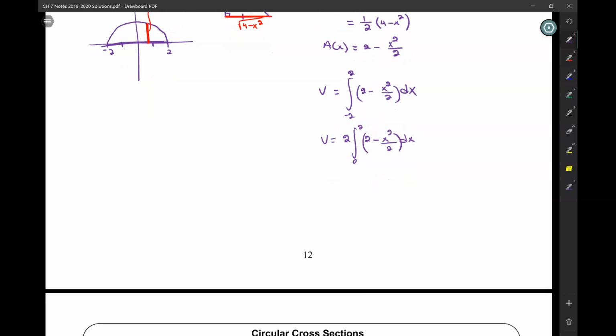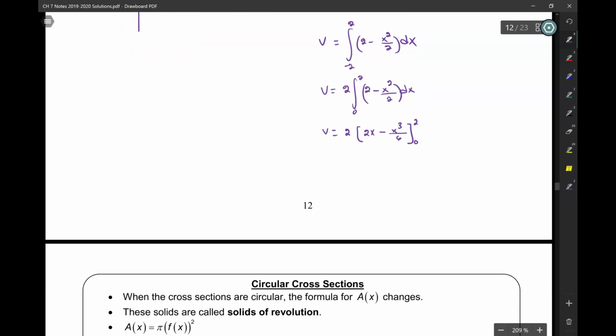So this is going to be 2 times 2x minus x cubed over 6 from 0 to 2. So that's 2 times 4 minus 8 over 6, which is 4 over 3. And that's 16 over 3.